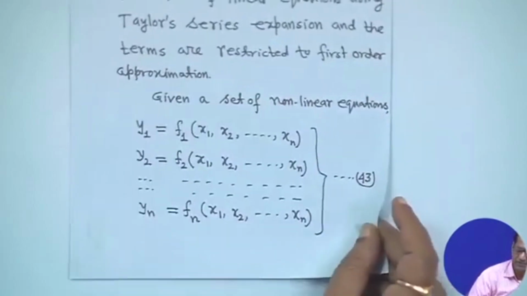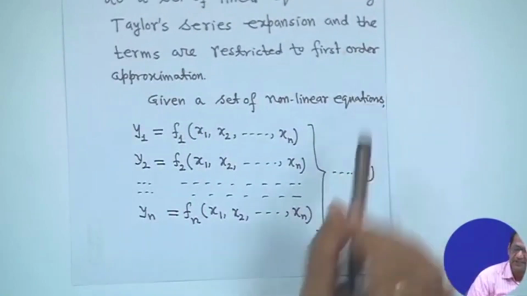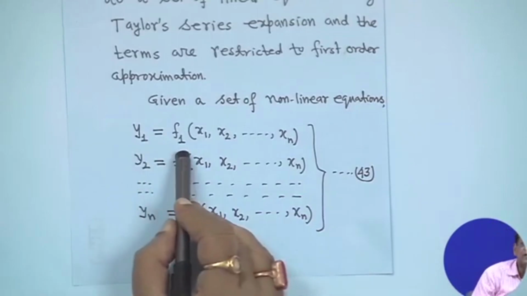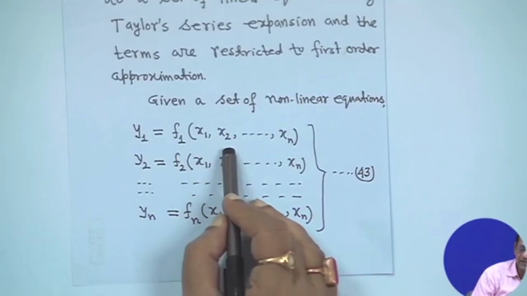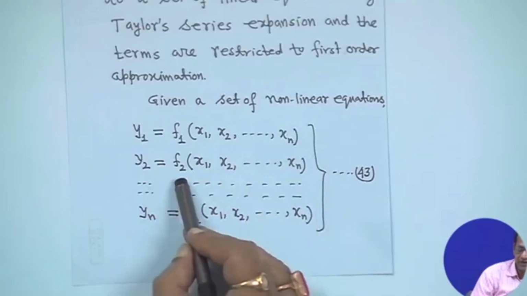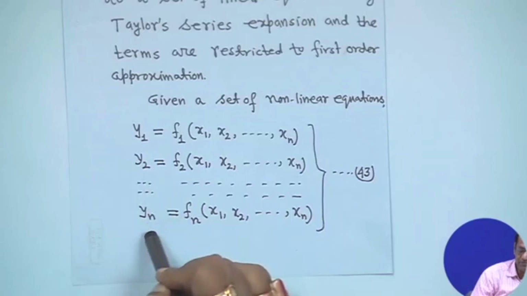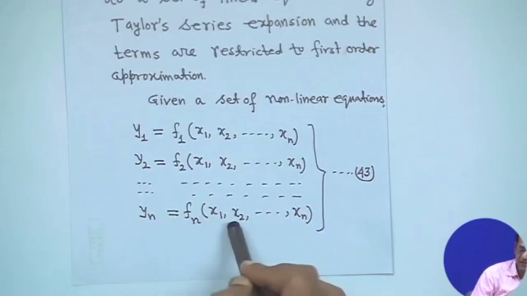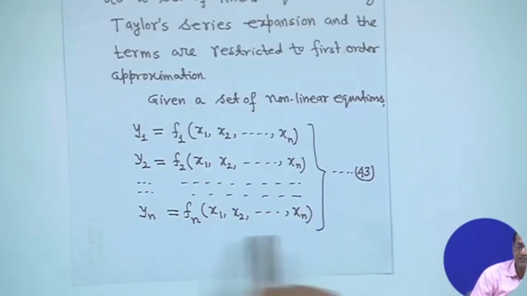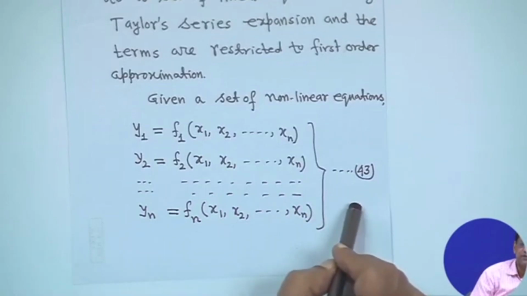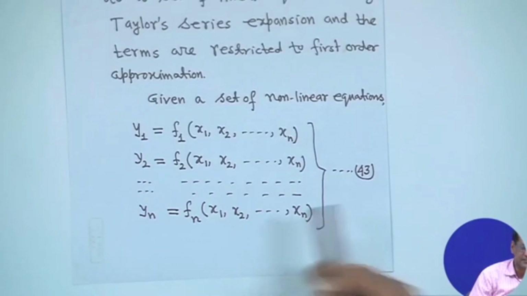So, for example, you take a given set of nonlinear equations. Suppose it is given y 1 is equal to f 1, a function of x 1, x 2 up to x n. Similarly, y 2 is equal to f 2 of x 1, x 2 up to x n, and similarly up to y n is equal to f n of x 1, x 2 up to x n. This is equation 43. First we will see that iterative process, then we will go for load flow. So, this is your nonlinear equation.